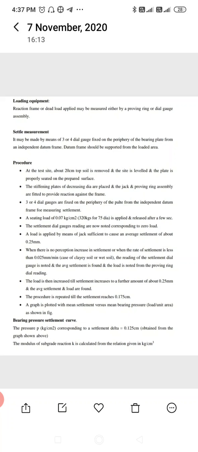Procedure: at the test site, first about 20 cm of topsoil is removed, and then the site is leveled and the plate is properly seated on the prepared surface. The next step is that stiffening plates of decreasing dia are placed, and the jack and proving ring assembly are fitted to provide reaction against the frame.